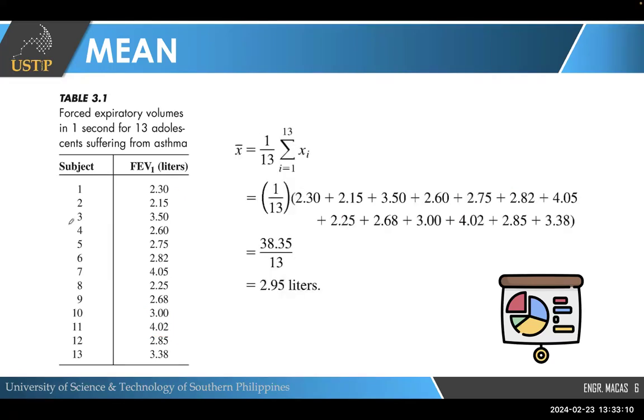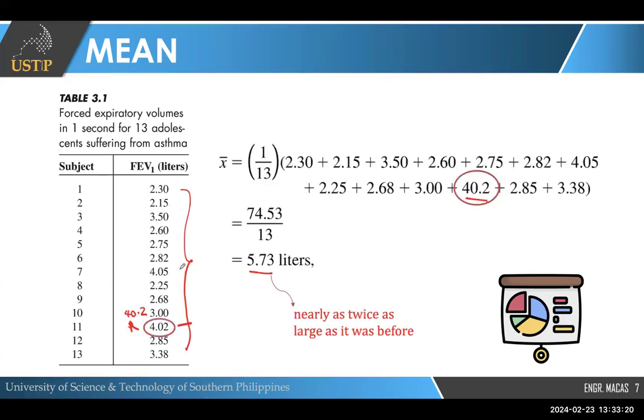For example, your first computed mean is 2.95. So you look at the values 2.3, 2.15, 3.5, 4.25. So they just play around that. The values revolve around your mean. No? But if you have 5.73, you may question, why is the mean like that when the values are 2, 3, 4? Of course, it's because of this value that you made 40.2. So it has a big effect, no? The mean is sensitive to your extreme value.